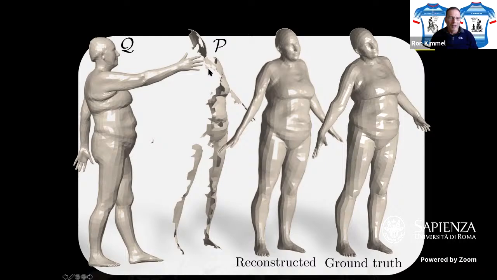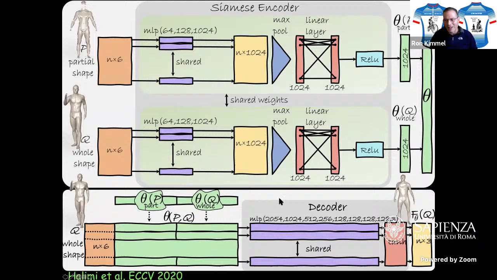The question: how from Q and P can I reconstruct back P with the fully connected vertices as if I was looking at Q? So again, the idea is somehow manipulating Q so that it would give me a full observation of P. Okay, so this is how the ground truth looks, and this is what the network is producing. Now, this is a joint work with Osher Halimi, Emmanuel Rodola, and others.